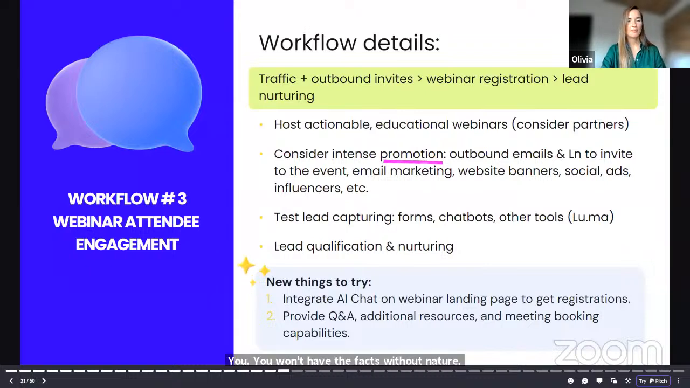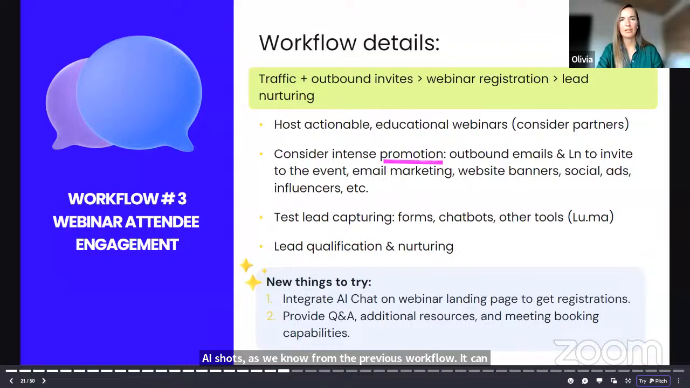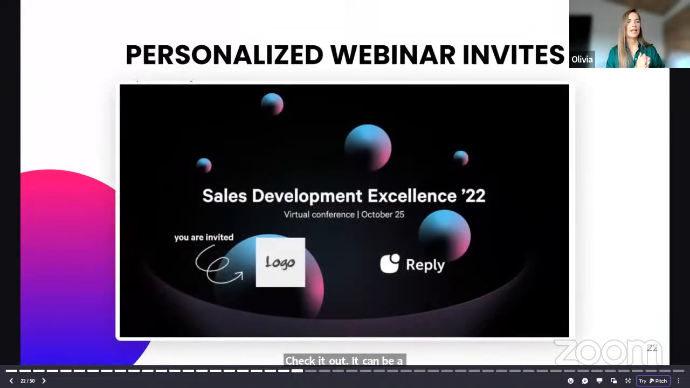And things to try. AI chats, as we know from the previous workflow, can work with gated content, and as a webinar is something that requires registration, it can work there as well. You can feed AI chats with all the information about this event and the next steps that you want your attendees to take. So again, check it out. It can be valuable here too. And this is an example of personalized webinar invites.